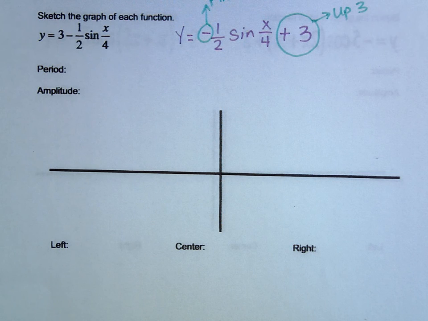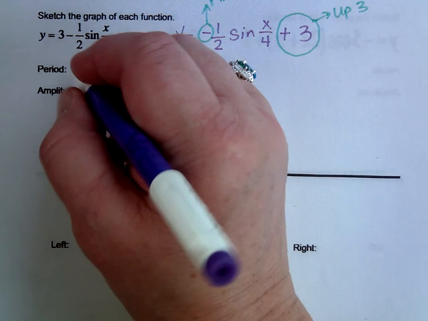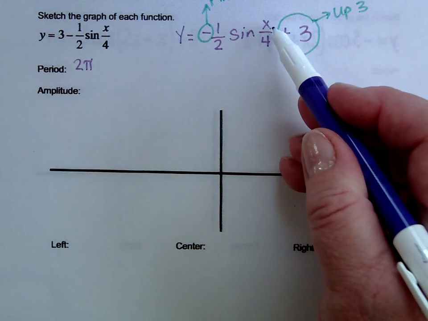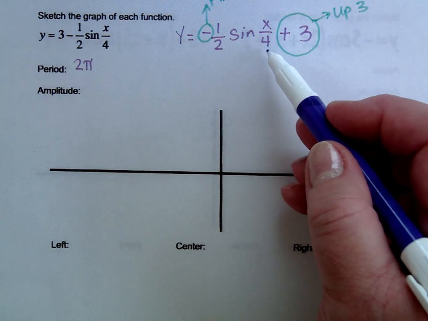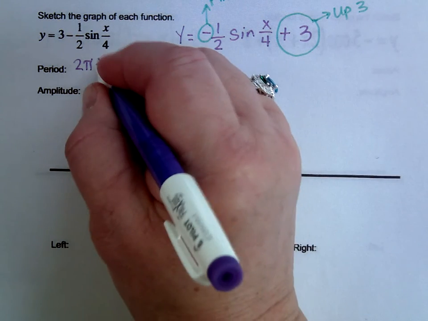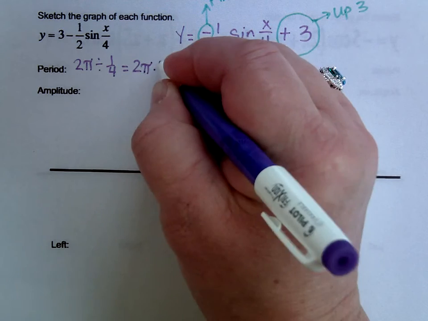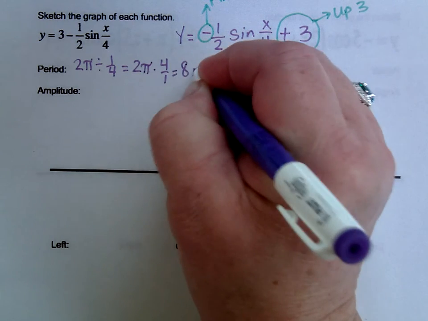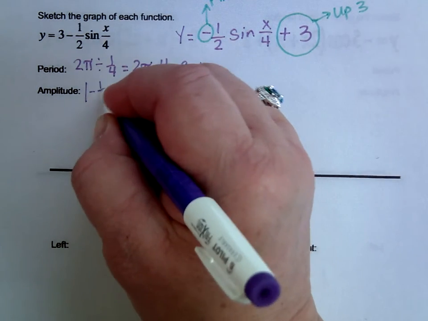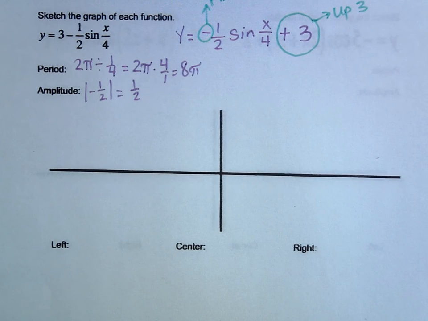Here goes. We're going to use this formula, not that one. Period is 2 pi divided by what's in front of the x. Well, in front of the x, there's a 4 in a denominator, so really it's a 1/4. So 2 pi divided by 1/4. Keep, change, flip. 2 pi times 4 over 1. And now I've got 8 pi. Amplitude is the absolute value of what's in front. What's in front is a -1/2. Absolute value is +1/2. There's 2 of my 5 pieces down.